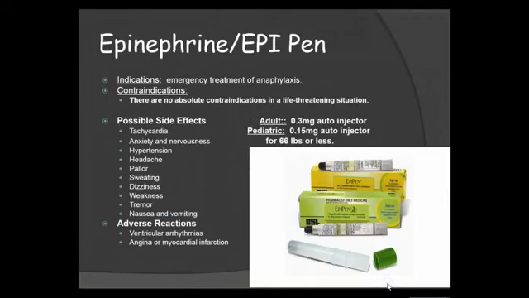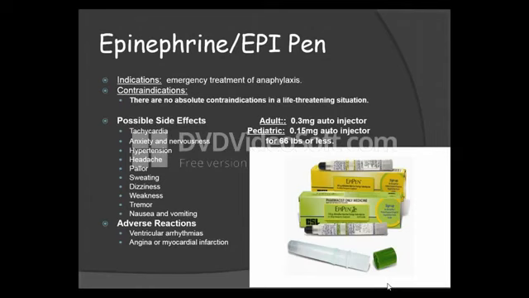Next we have the EpiPen. The indications for an EpiPen are emergency treatment of anaphylaxis. There are no absolute contraindications for an EpiPen in a life-threatening situation. The EpiPen, however, comes with quite a few side effects. Potentially, they could have tachycardia, anxiety and nervousness, hypertension, headache, pallor, sweating, dizziness, weakness, muscle tremors, nausea, and vomiting.